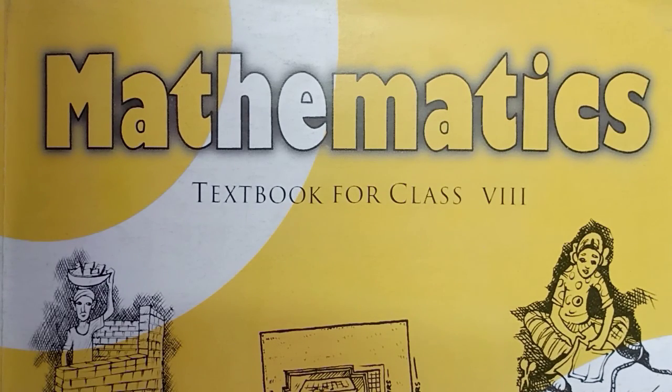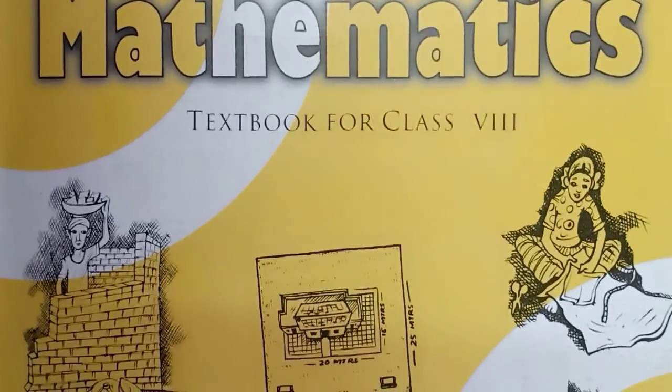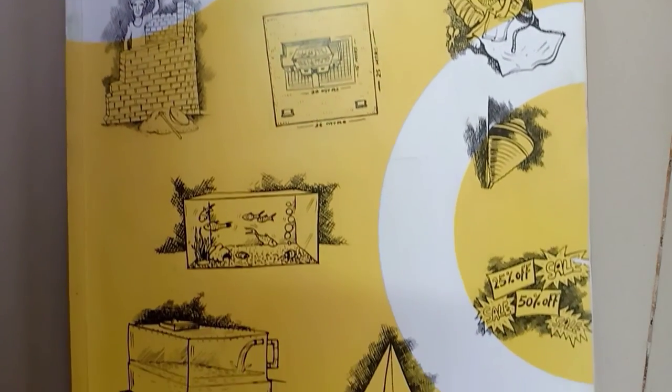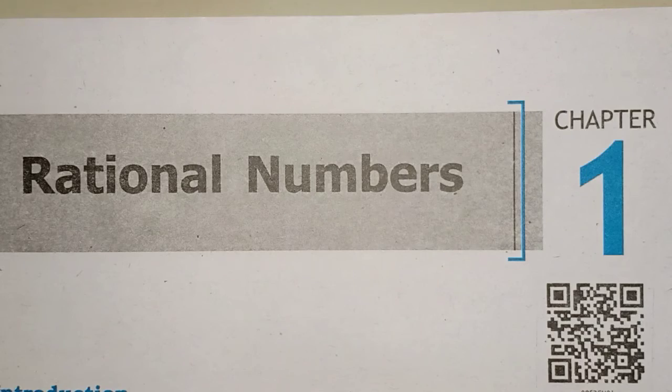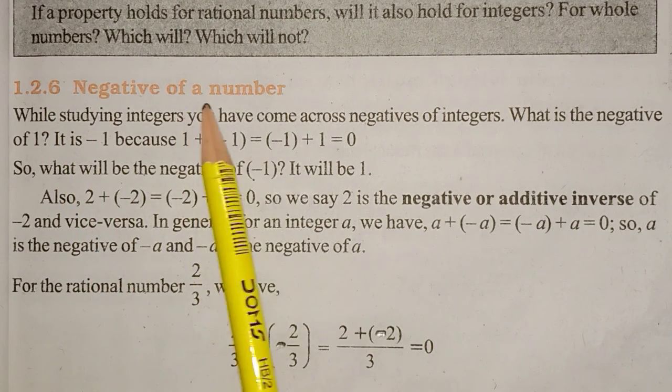Today we will learn from the Mathematics textbook for class 8. Chapter 1, Rational Numbers. Exercise 1.2.c, Negative of a number.